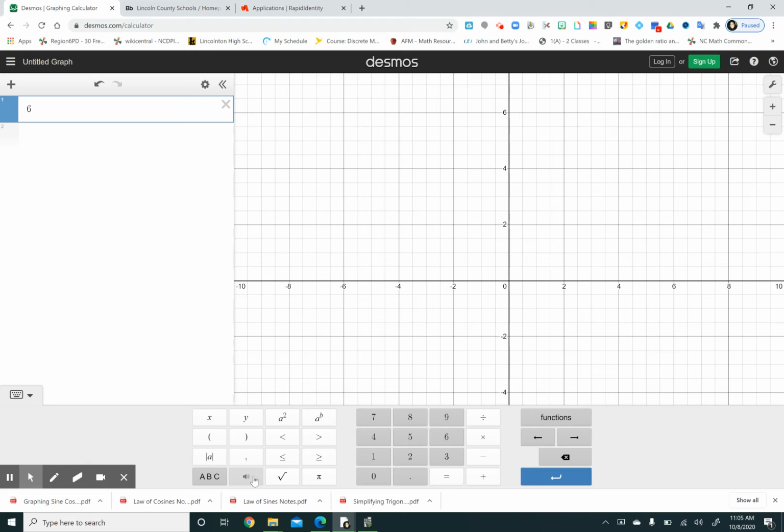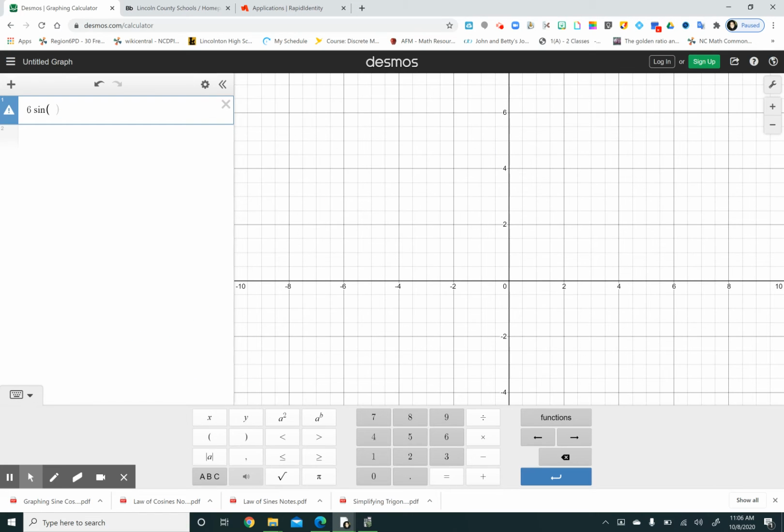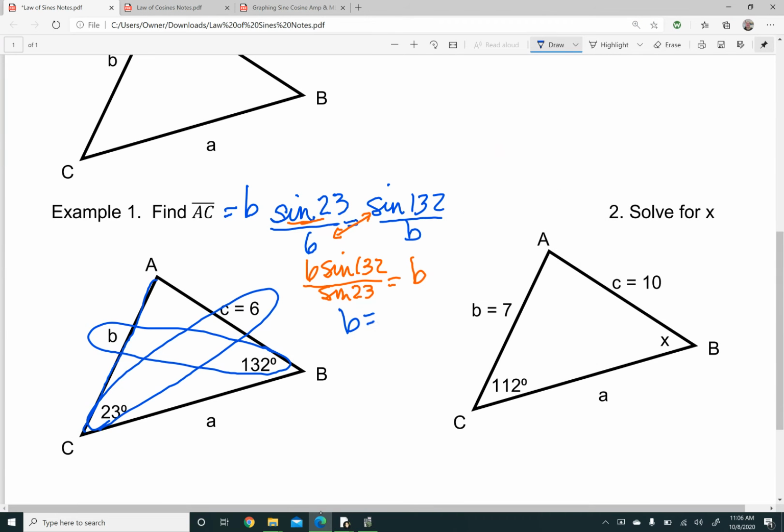So 6 sine of, let's see, what is it? 132. Then get out of that, divided by the sine of 23 degrees. Okay, and so the side we get is 11.41. So B equals 11.41.